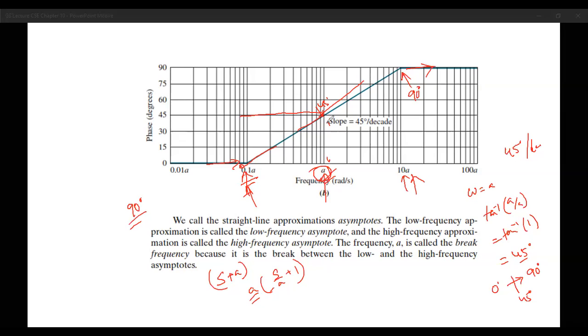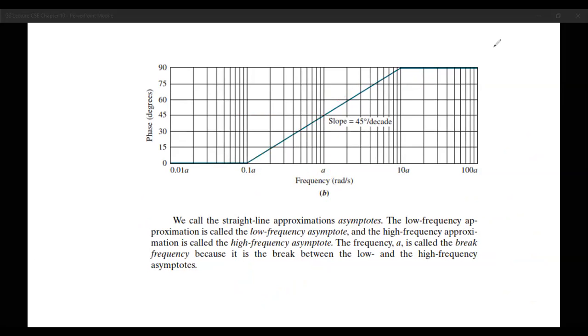Okay, and at the break frequency it will be half of it. So this is how the pole will behave. So this is a straight line approximation of your Bode plot for your simple zero.